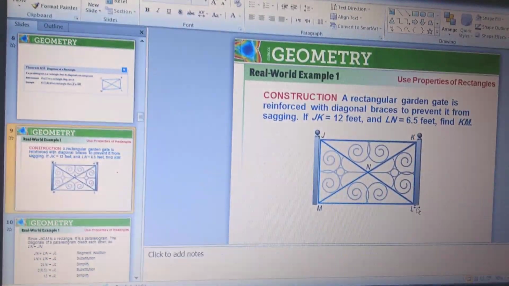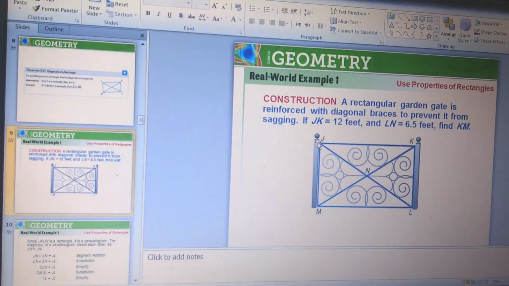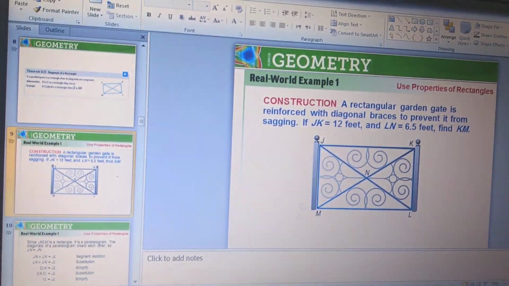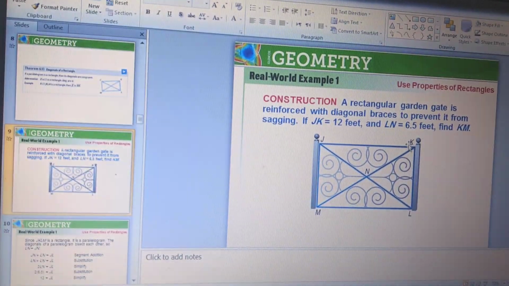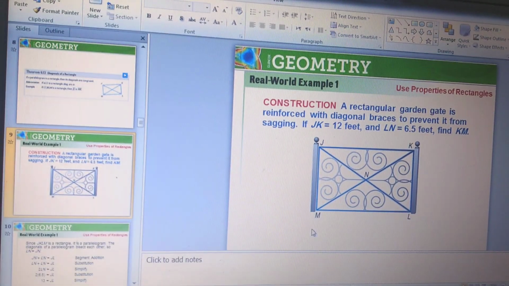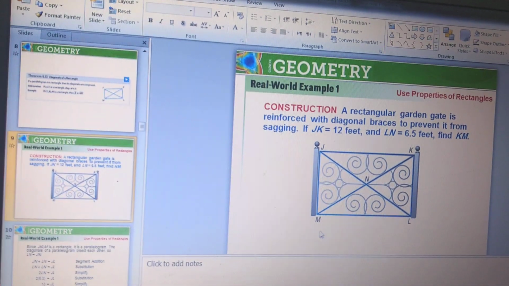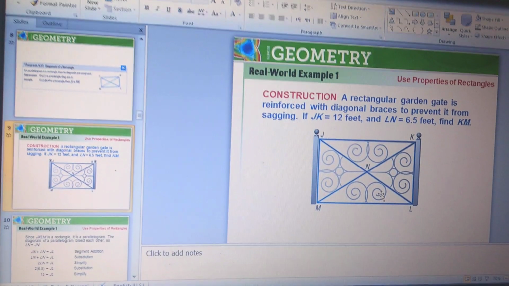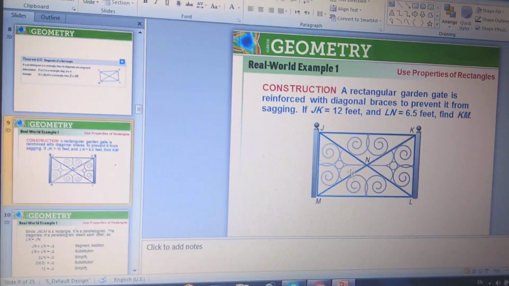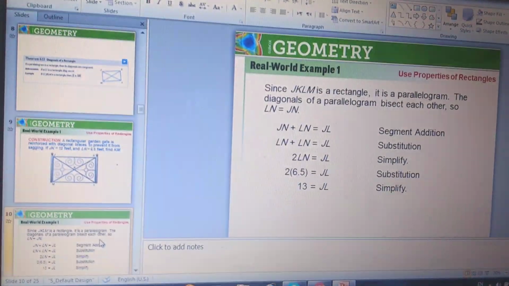But in a rectangle, diagonals are congruent. Therefore, KM and JL are congruent, which means that KM equals 13 feet. Why? Because KM is congruent to JL. Therefore, they are 13 feet each one of them. This is the solution here.